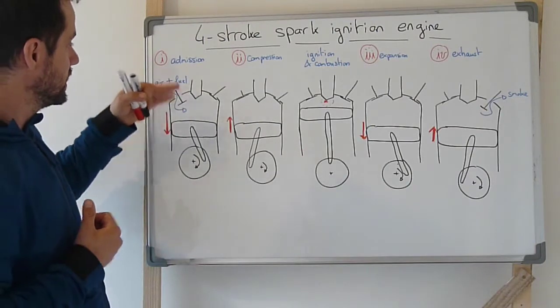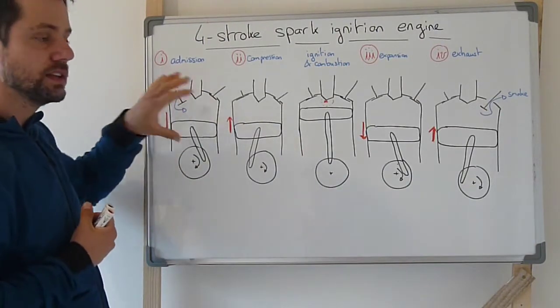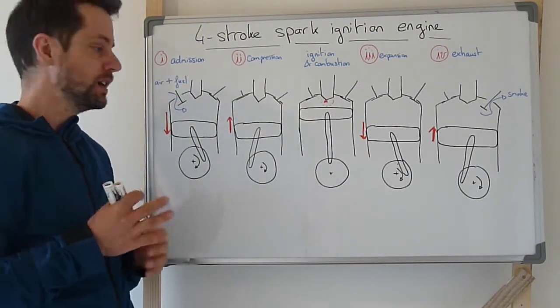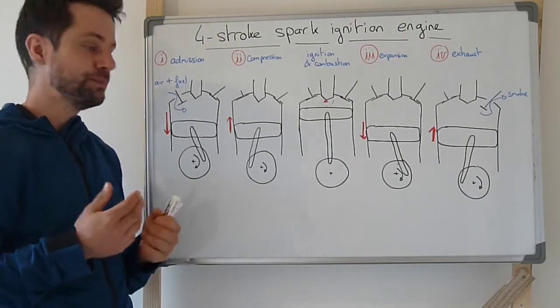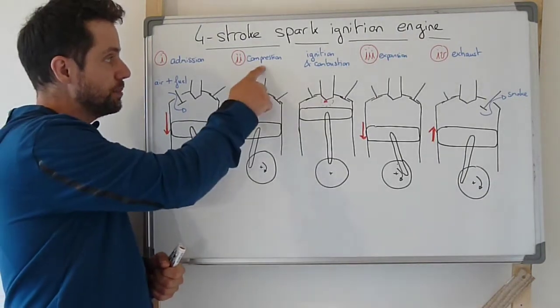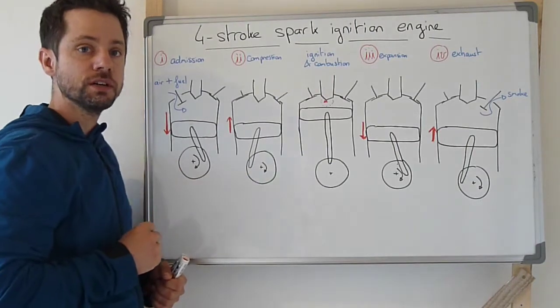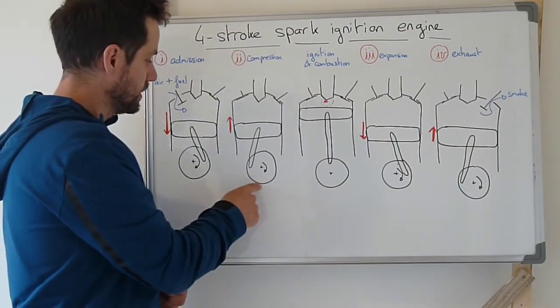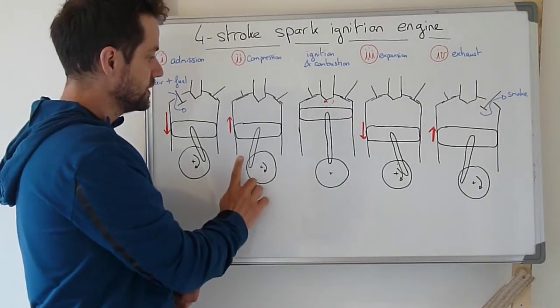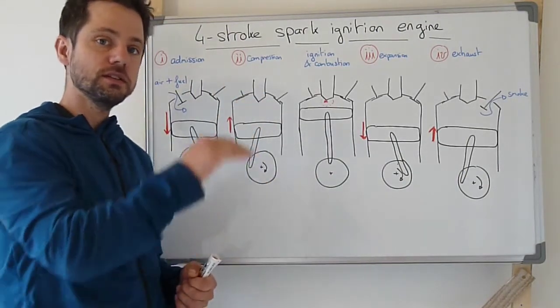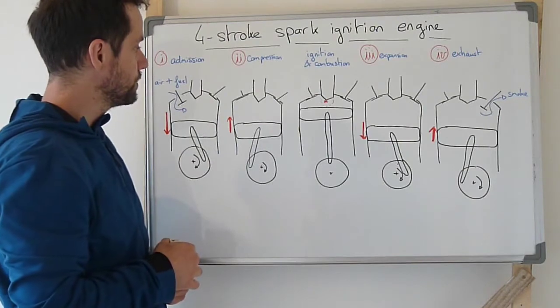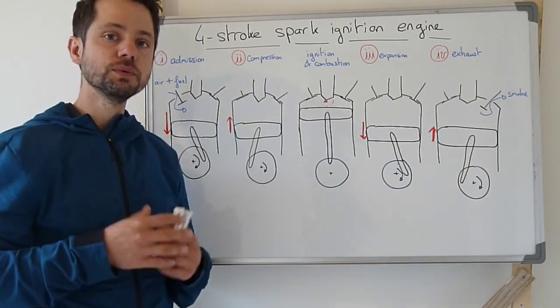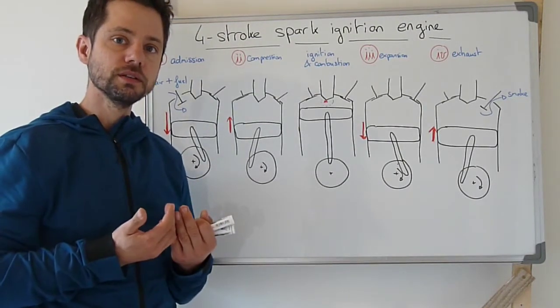Because the admission valves are closed, now things are working in a closed system. The second step will be the compression of the air-fuel mixture. So now the piston is going up from the bottom dead center to the top dead center. This is what we call a volumetric compression.